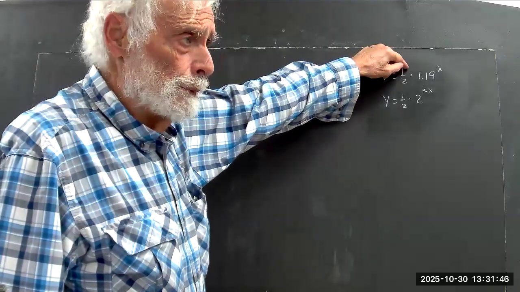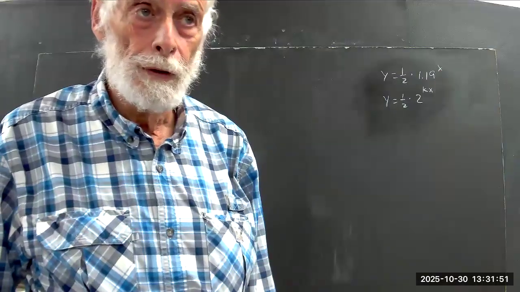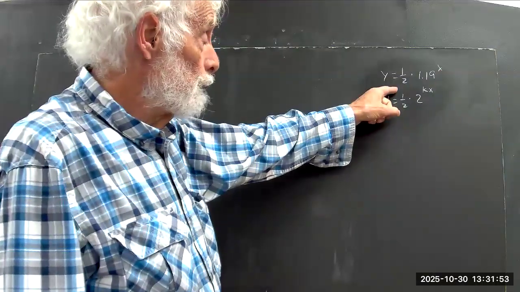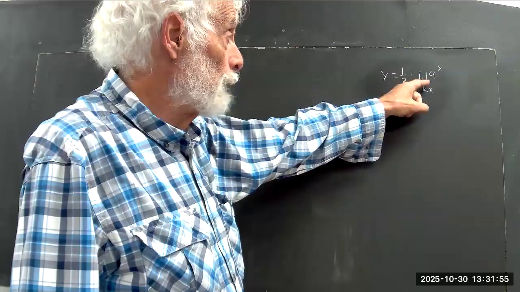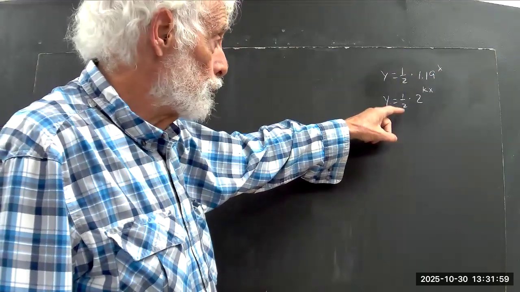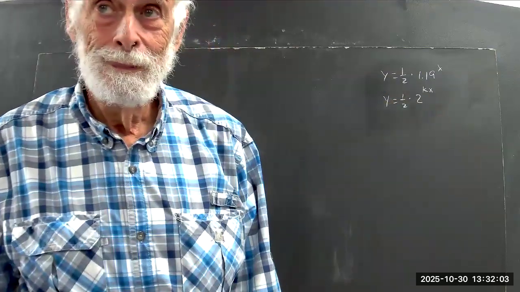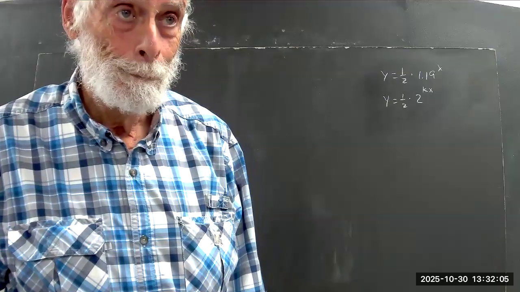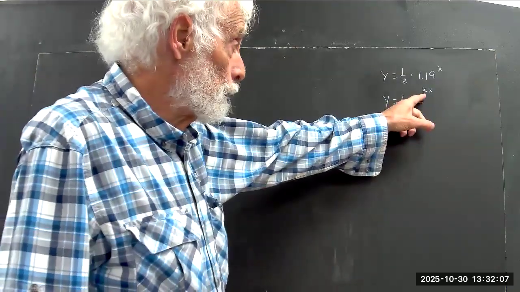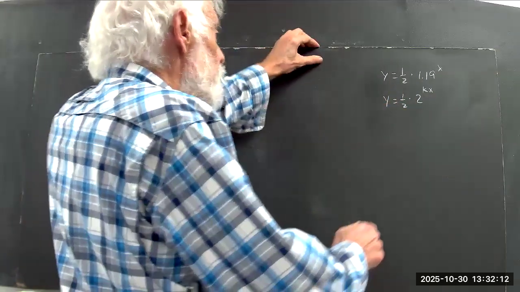The function that we graphed, when we relabeled the graph and everything, turned out to be approximately y equals 2 times 1.19 to the x. We could also write that as y equals 1/2 times 2 to the kx. All right? Just find the right number k here, and it works. Let me show you how that works.